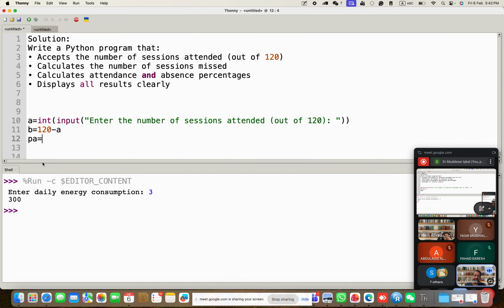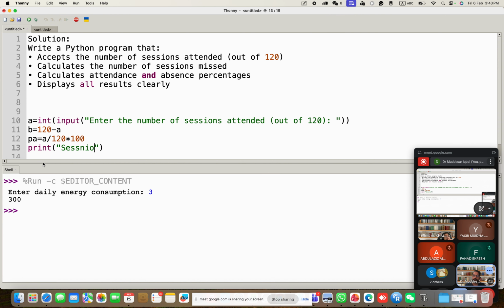How do you calculate a percentage? If there are 120 total sessions, divide by what? By 100 times the number you attended? No, doctor, it's the number attended divided by the number of total and multiplied by 100. So you attended A, divided by the total number 120 and multiplied by 100. So that is your percentage, right? Yes. Okay, and then we can print this percentage and see if it's right.